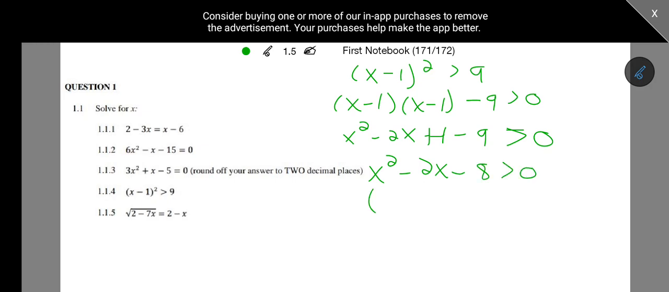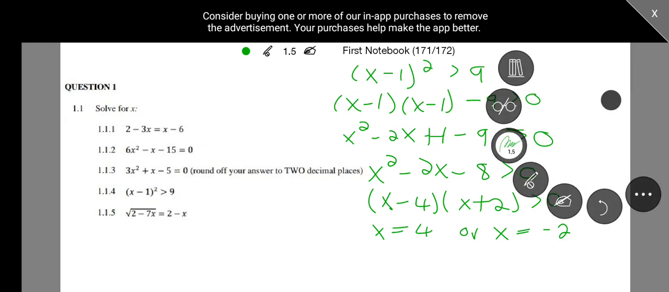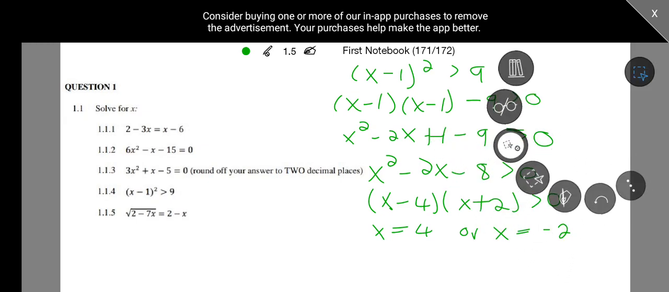So we can factorize this, right? By looking for the critical values. This will be (x minus 4)(x plus 2). So remember, you can factorize or use the quadratic formula. So here our critical values are x equal to 4 or x equal to negative 2. And these are the ones which we're going to work with to determine the solution.